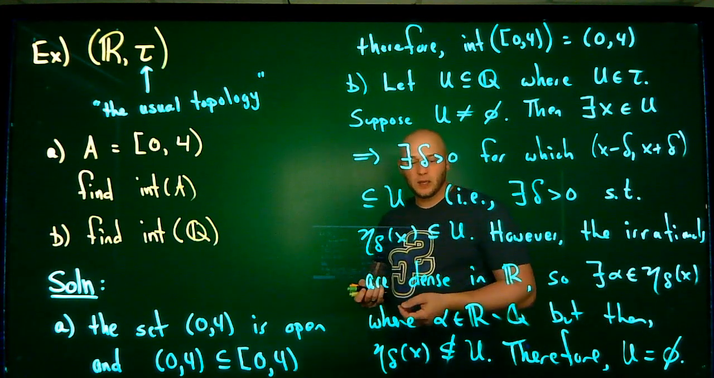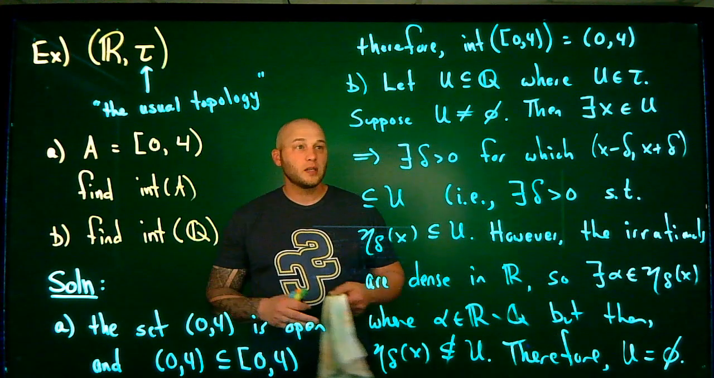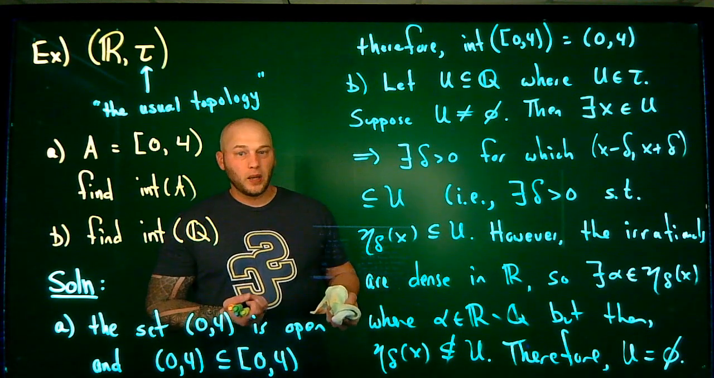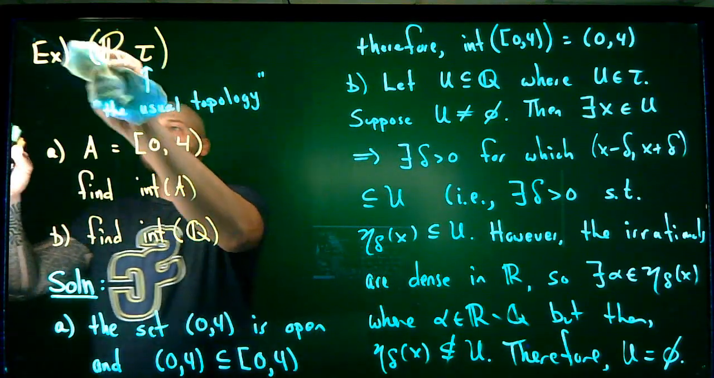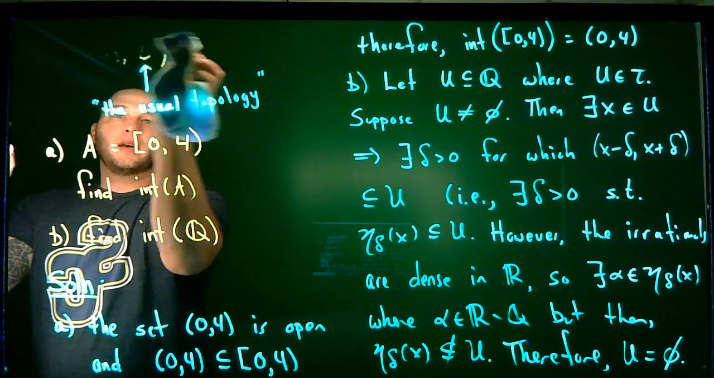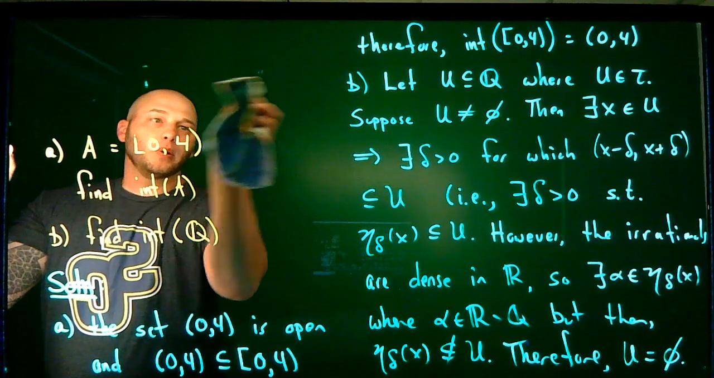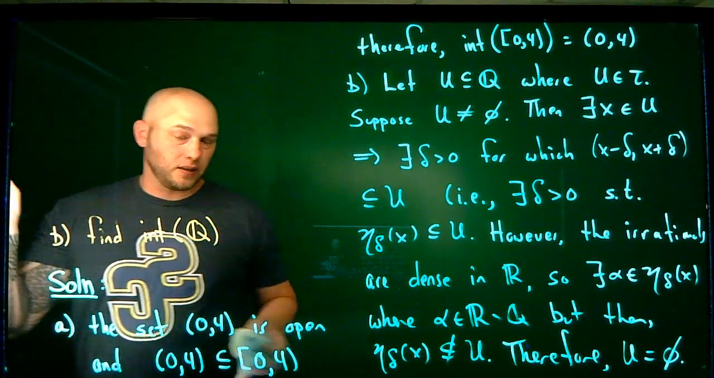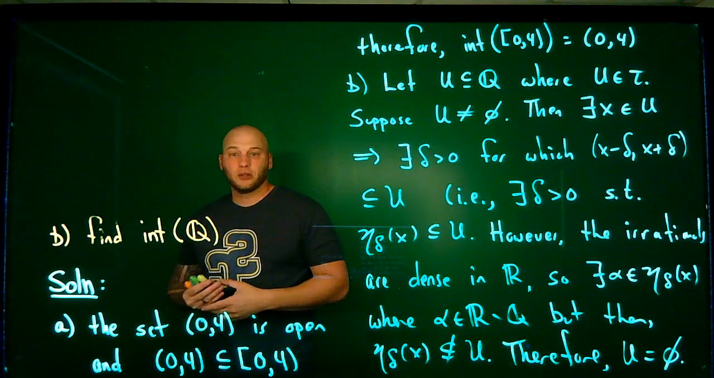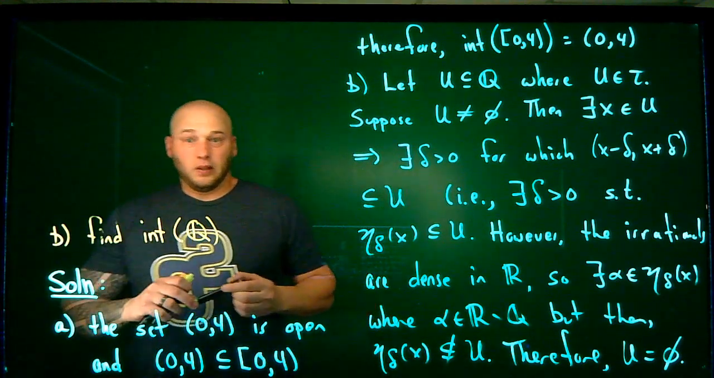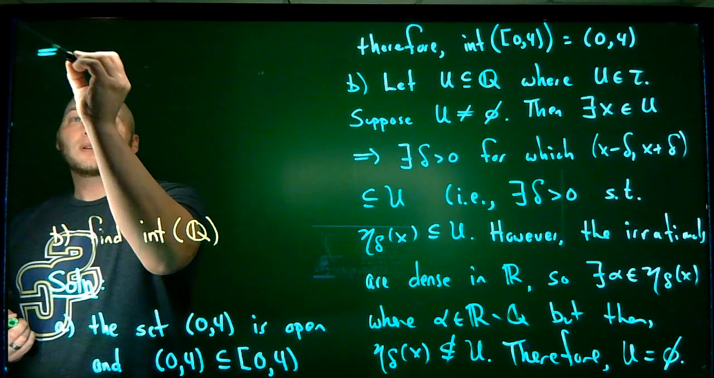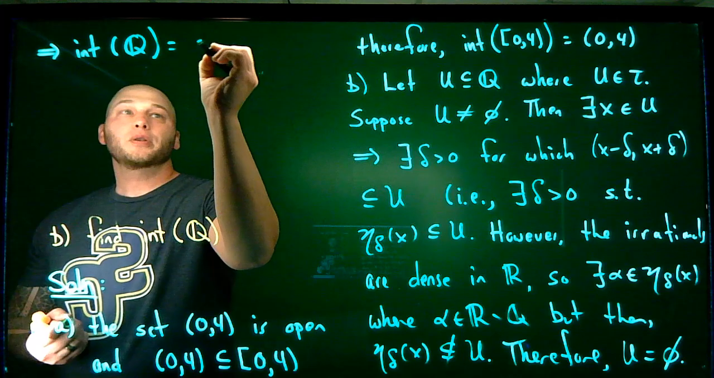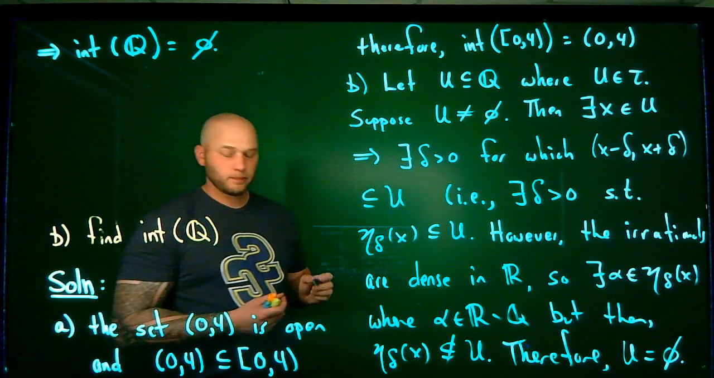And what this tells me is that no matter what subset of the rationals I pick, if it is open, it must be the empty set. Every possible open subset of the rationals is empty, and the interior of the rationals is the union of all of those. Clearly that then states that the interior of the rational numbers is empty. Okay.